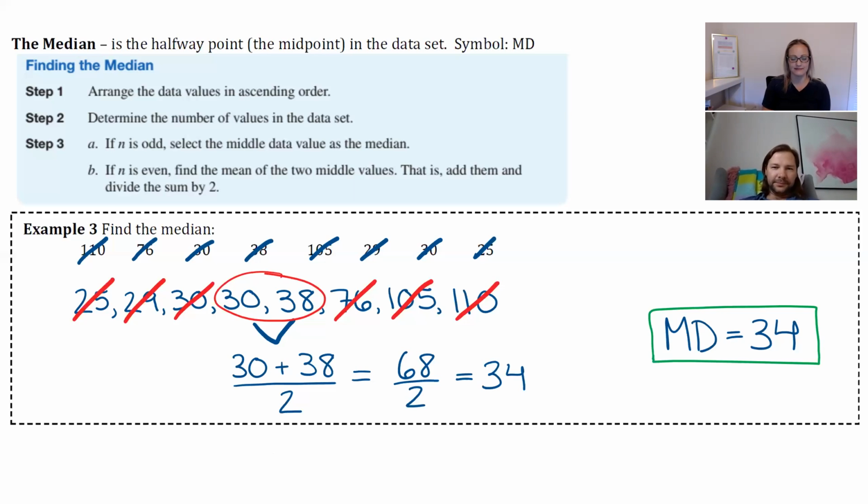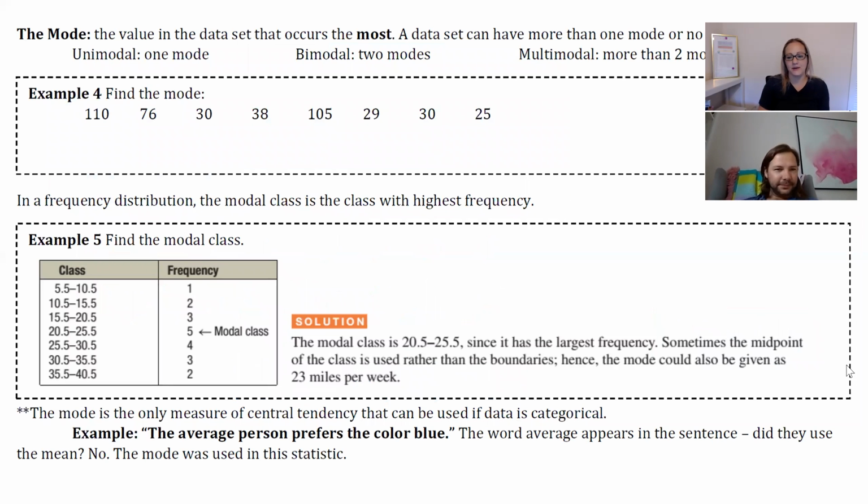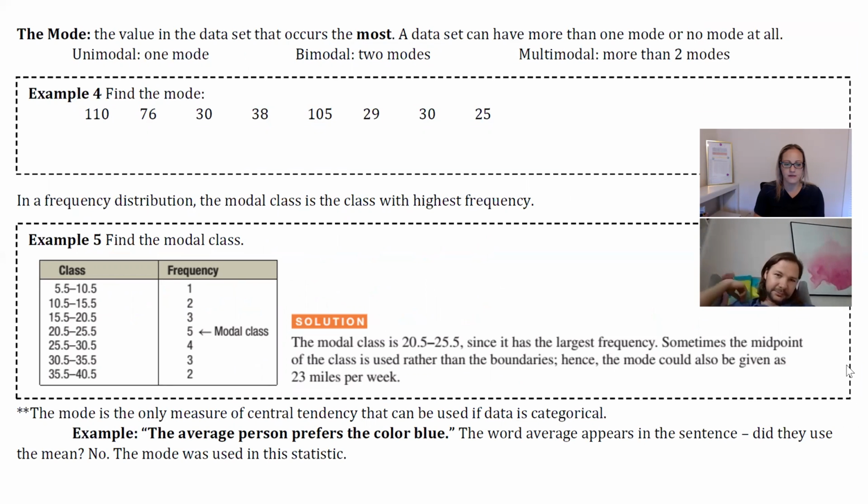Okay, so the third measure of central tendency is called the mode. This is just the value in the data set that occurs the most. Usually when you learn this in middle school, you're taught to associate the word mode with most. A data set can have more than one mode or no mode at all. If a data set has one mode, we call that unimodal. Two modes is bimodal, and more than two modes is multimodal. This is the easiest one by far to find.